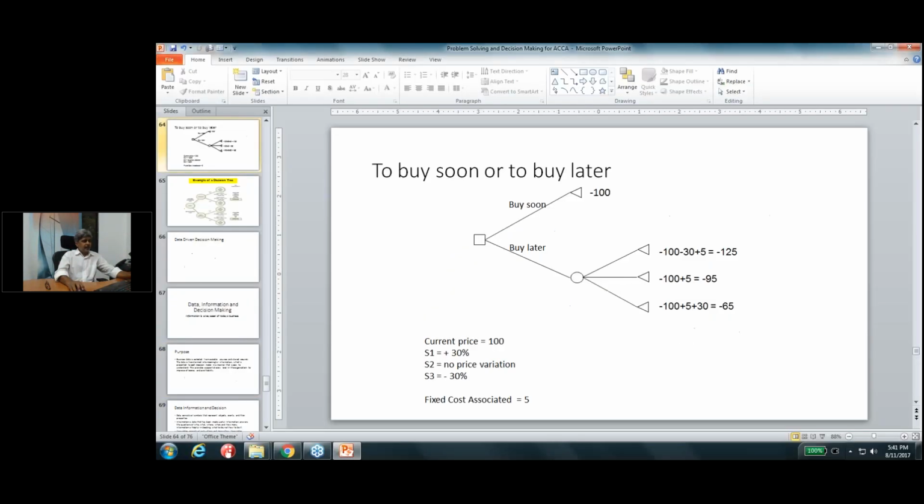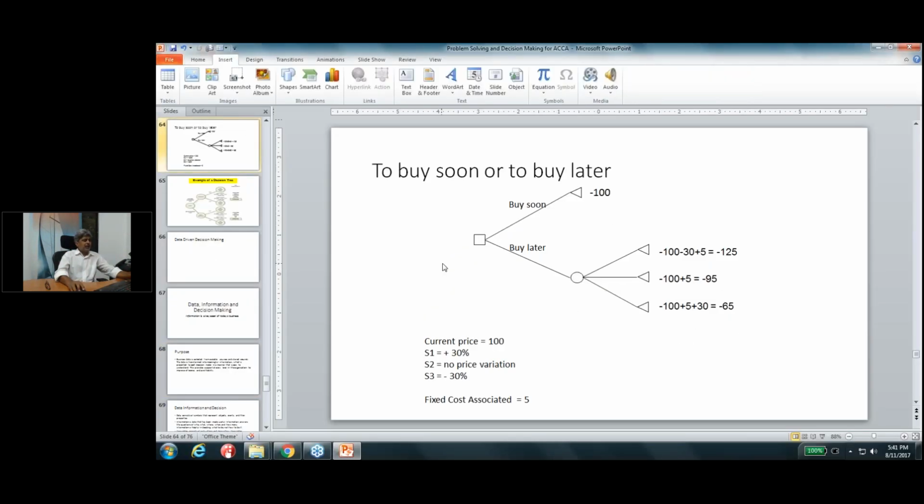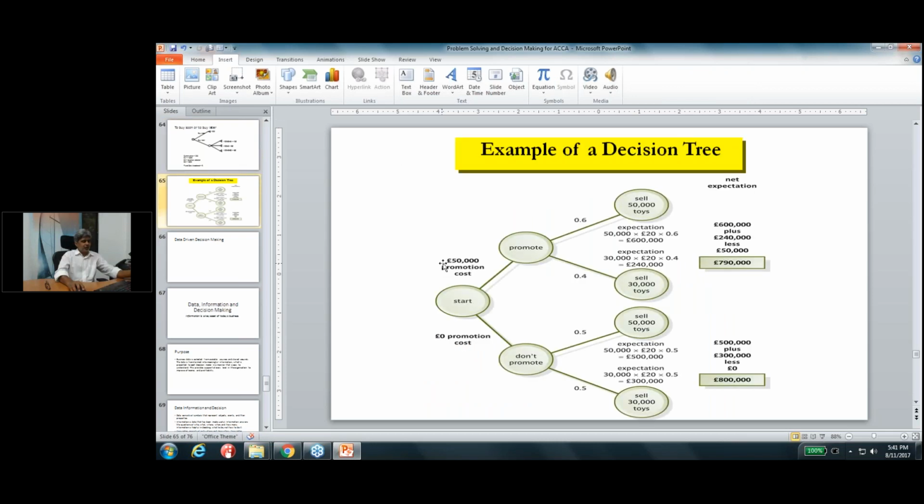Then we have another example. You can have it from the slide. It is very simple and straightforward.